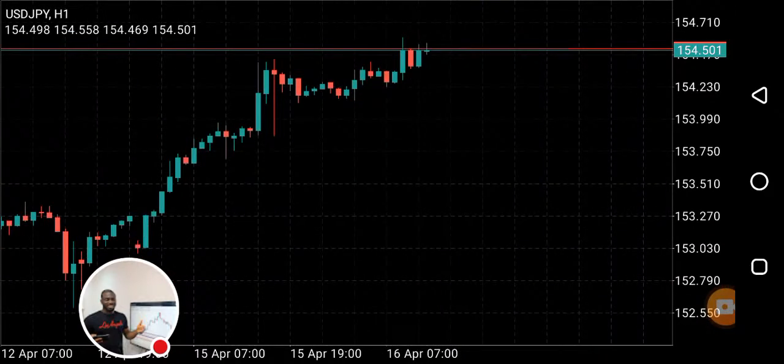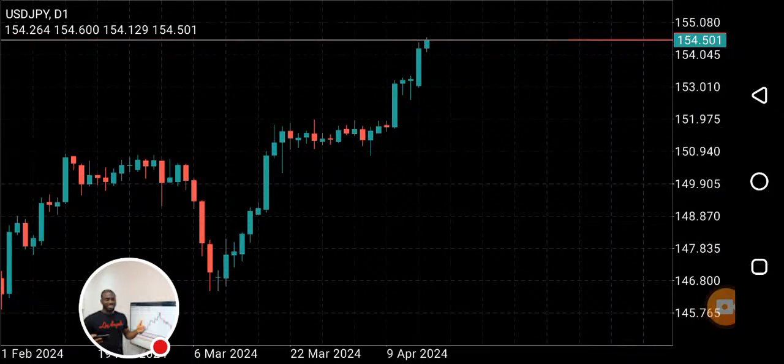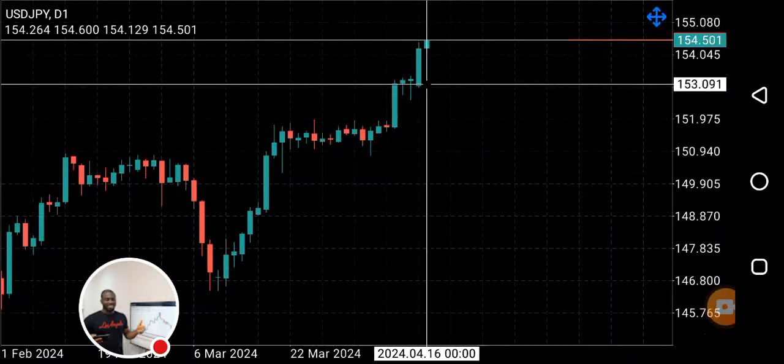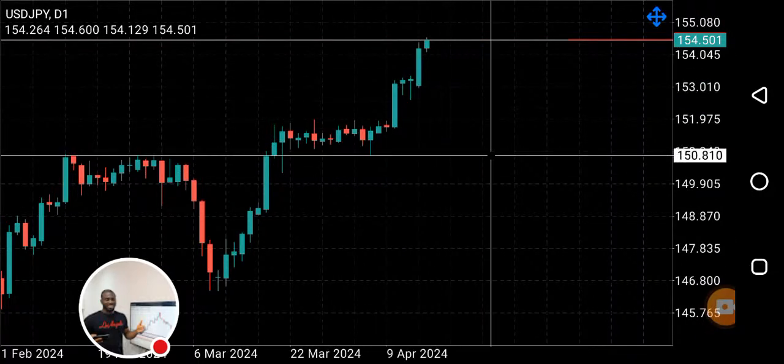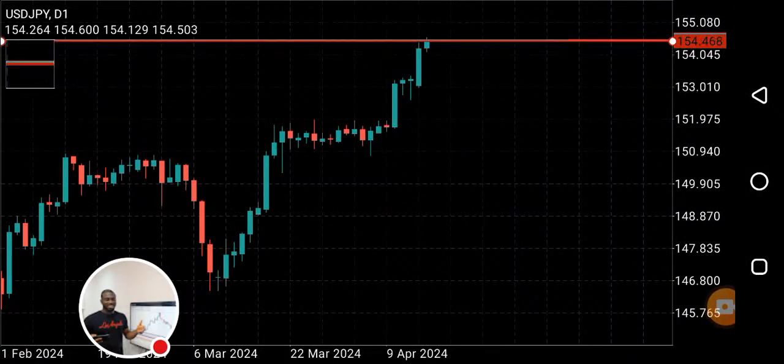My bias on USD JPY is bearish this week. Yesterday's candle closed strongly bullish, and today so far it's been bullish. It could be that they just want to clear the liquidity at this previous high.